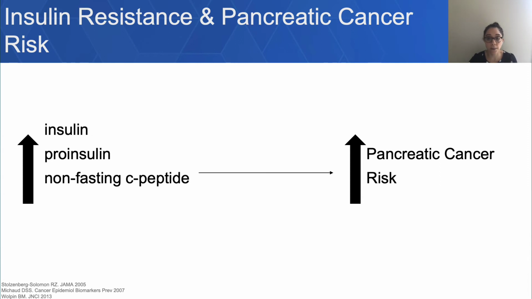Insulin resistance and compensatory hyperinsulinemia are key pathogenic features of diabetes and thought to be important mediators that link diabetes to pancreatic cancer. Several prospective studies have found that individuals with elevated levels of insulin, proinsulin, and non-fasting C-peptide were found to have a significantly increased risk of pancreatic cancer, which suggests that insulin resistance confers an increased risk of pancreatic cancer.